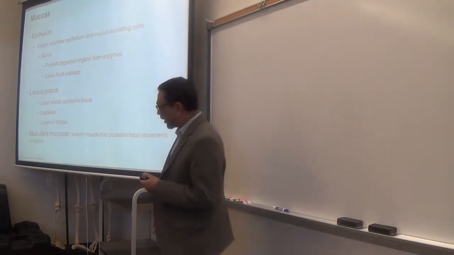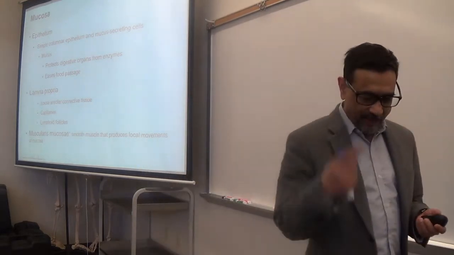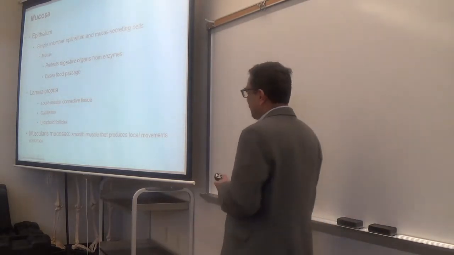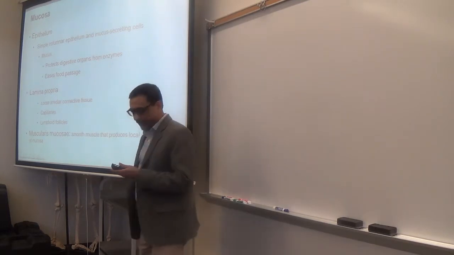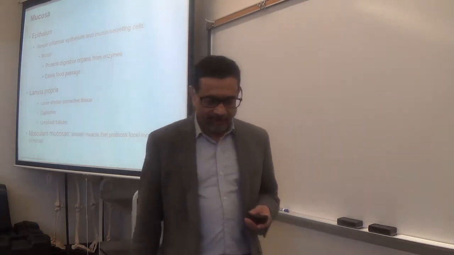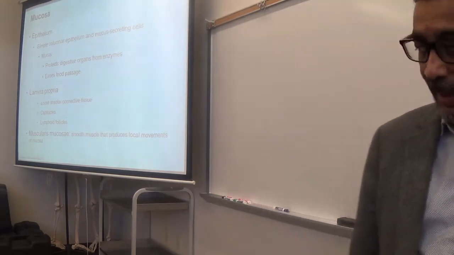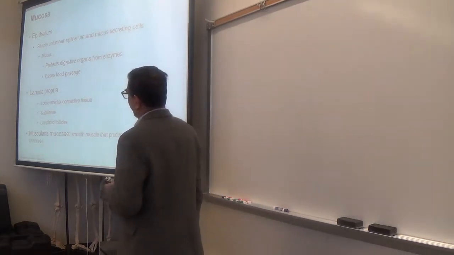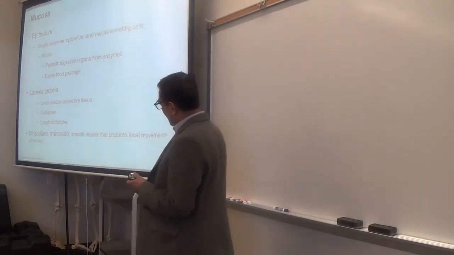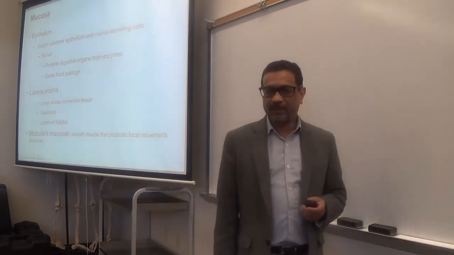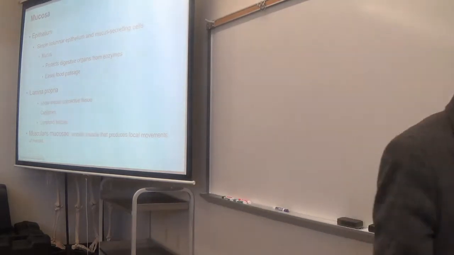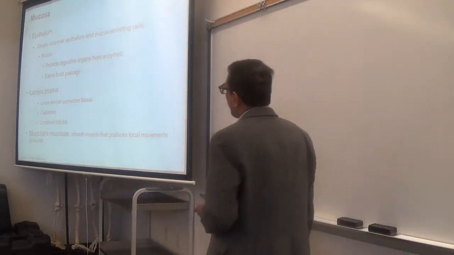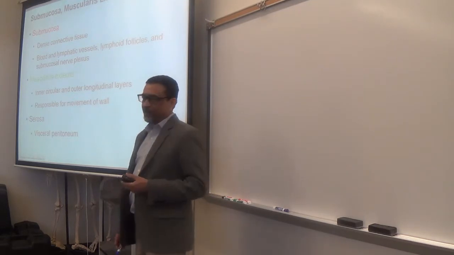If you see the mucosa, epithelium is the innermost lining. Then lamina propria is actually the connective tissue layer that supports the epithelial lining, just underneath. Then you have the muscularis mucosa. That means a thin layer of muscle in the mucosa. That's why it is called muscularis mucosa. Okay. Then you have submucosa.